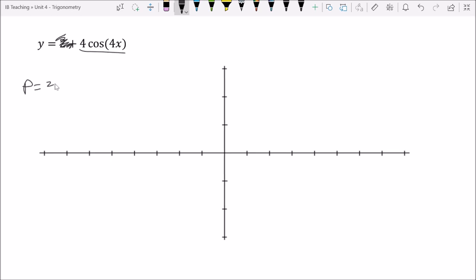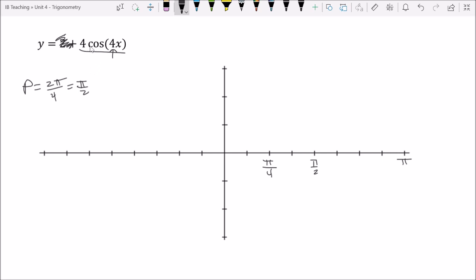Period equals 2 pi over b, which is 2 pi over 4. It's this 4, by the way, not that one. It's the one inside. 2 pi over 4, so that makes this pi over 2. Let's go label that. So 1, 2, 3, 4. That's pi over 2, which means this is pi over 4. And then doubling pi over 2 gives us pi. Okay, that's our first things first.